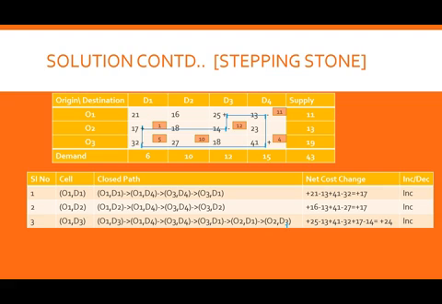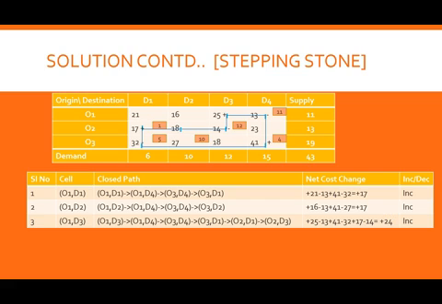Once I have formed the closed loop, we are supposed to calculate the net cost change. The net cost change will be plus 25, minus 13, plus 41, minus 32, plus 17, and a minus 14. When I add up all the plus values and subtract the minus values, I get a plus 24. So this is leading to an increase in the net cost change by 24 units.